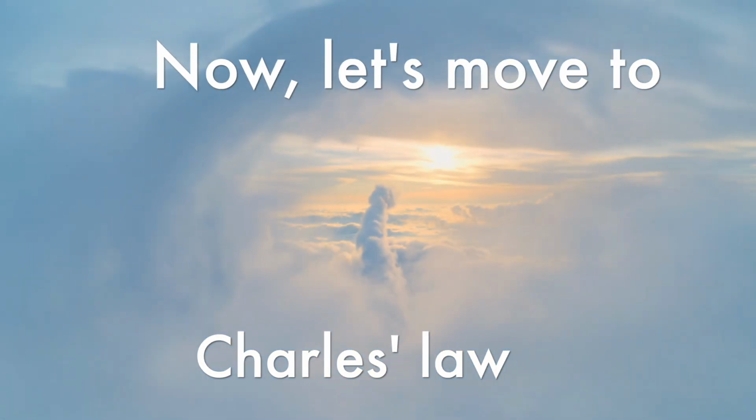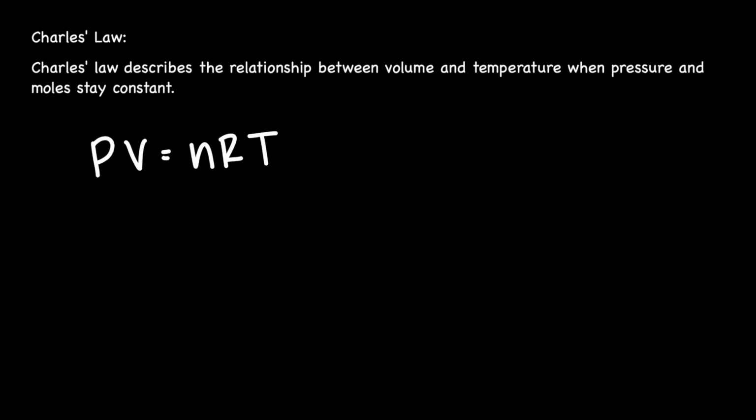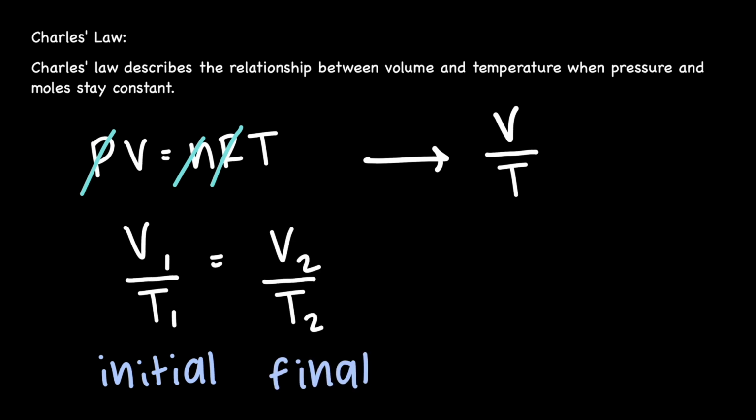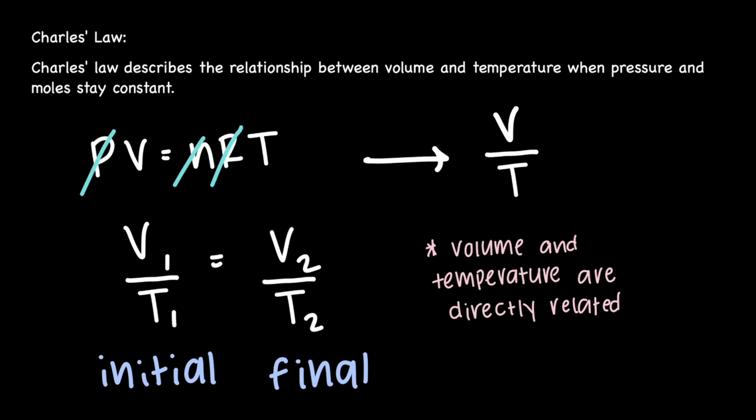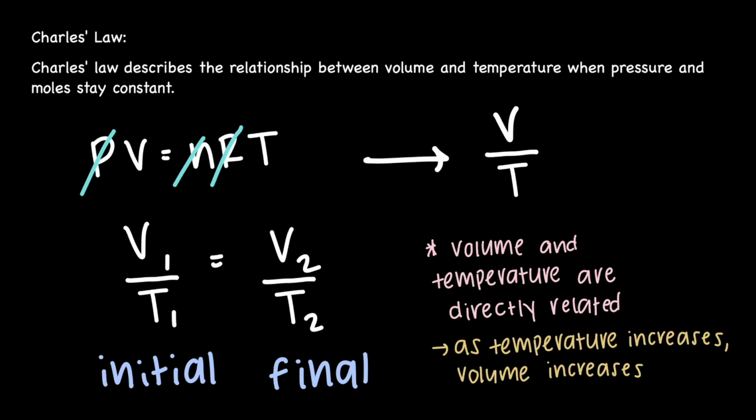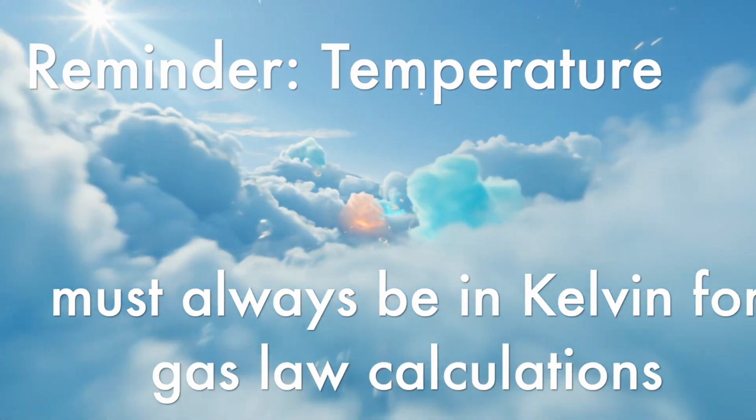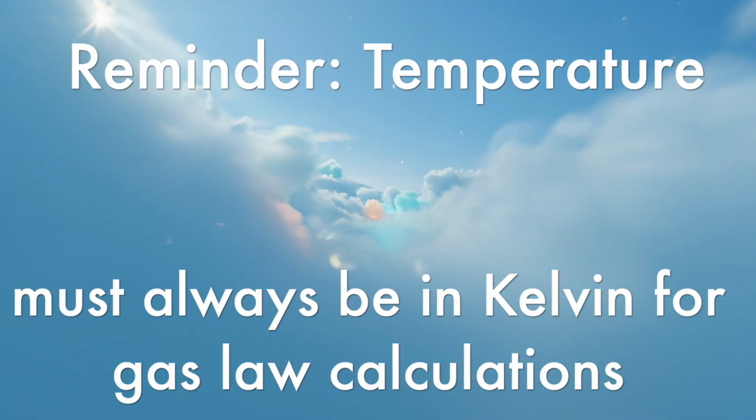Now let's move to Charles's law. Charles's law describes the relationship between volume and temperature when pressure and moles stay constant. This time, pressure, moles, and R are constant. That leaves volume and temperature. Comparing state 1 and state 2 gives V1 divided by T1 equals V2 divided by T2. This is Charles's law. Again, we did not memorize it separately. We derived it from the ideal gas law. Volume and temperature are directly related. As temperature increases, volume increases. One very important reminder is that temperature must always be in Kelvin for gas law calculations.